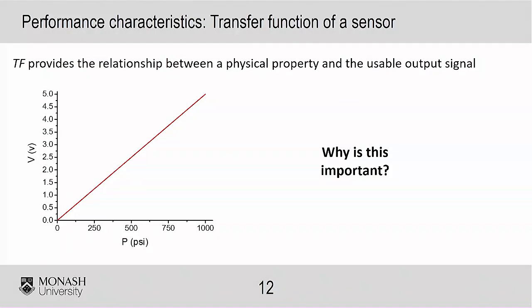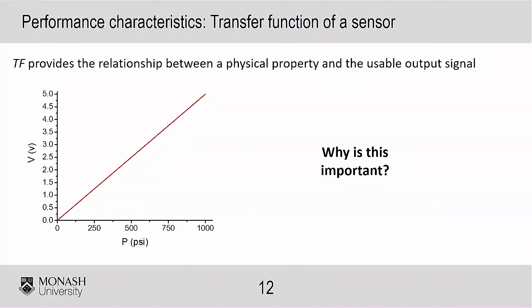Can anyone think of any ideas of why we need this? Blood pressure, yes. I mean, there's a load of different applications for this kind of thing, but why a transfer function? Why do we need to know this for all of our sensors?